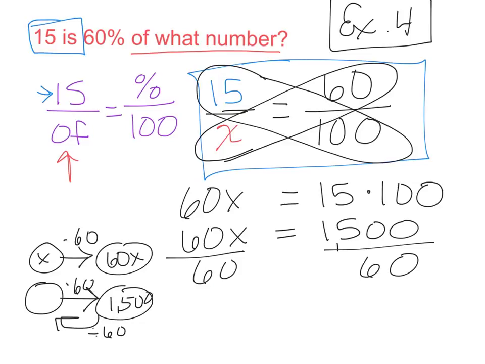So when I divide by 60, using my flowchart first, I ended up getting 25. When I show it this other way, this canceled out, and I'm left with x equals 25. Now let me just go back and make sure I know what that means. So 15 is 60% of 25. So that means I had $25 to start. If I give you 60%, you end up with $15.